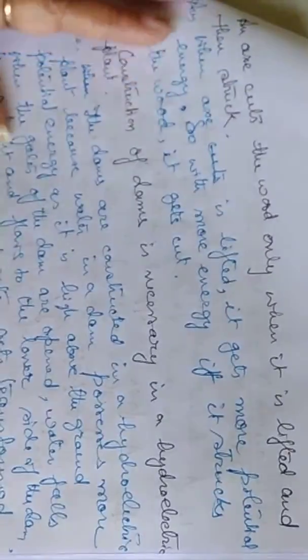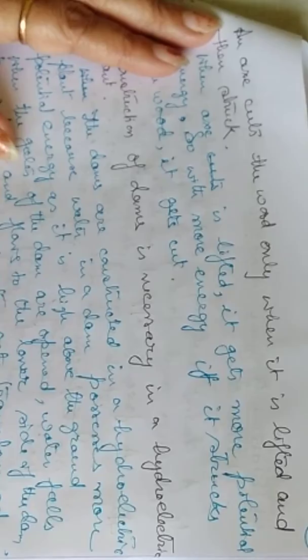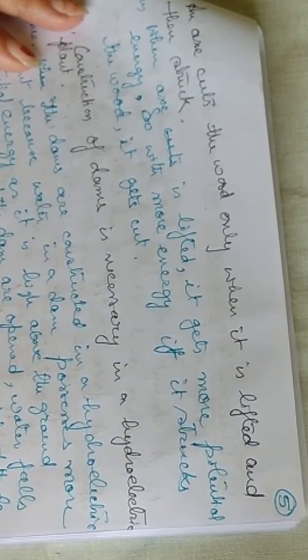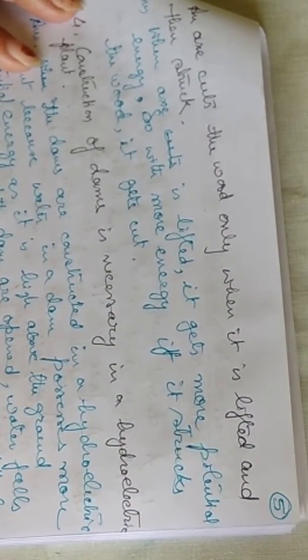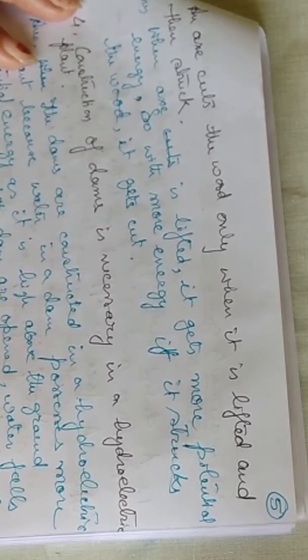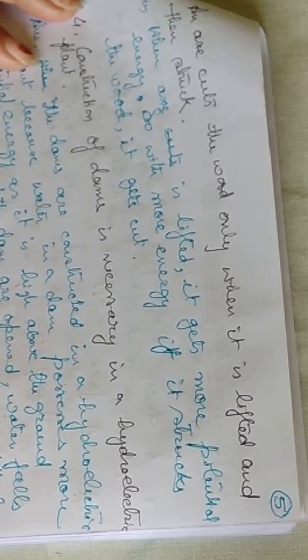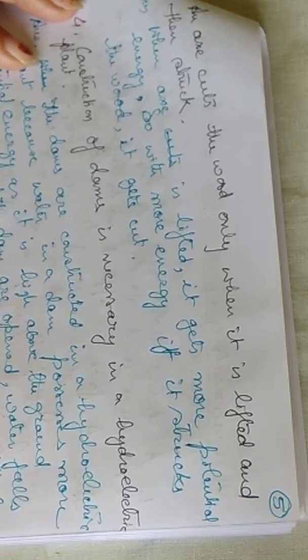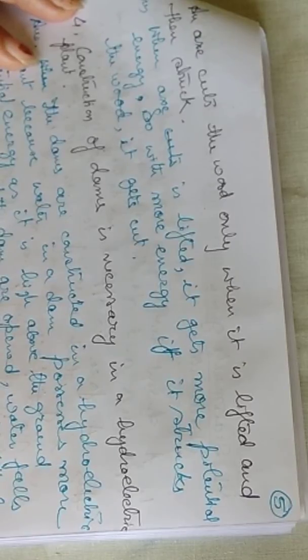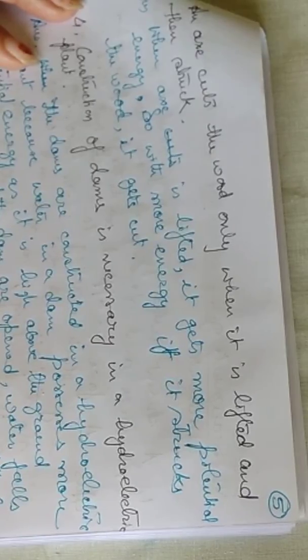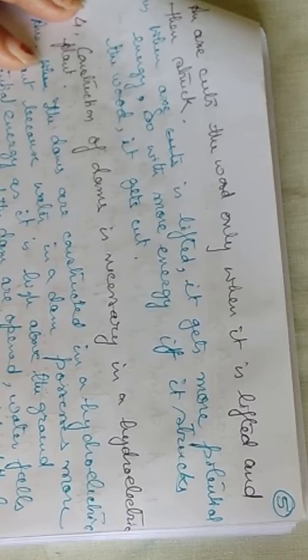Then, an axe cuts the wood only when it is lifted and then struck. When the axe is lifted, it gets more potential energy. Because when we are lifting the axe, we are applying some force, some work we are doing on the axe. And our energy goes to that axe where it gets stored as potential energy. So when the axe is struck with more energy onto the wood, it gets cut.